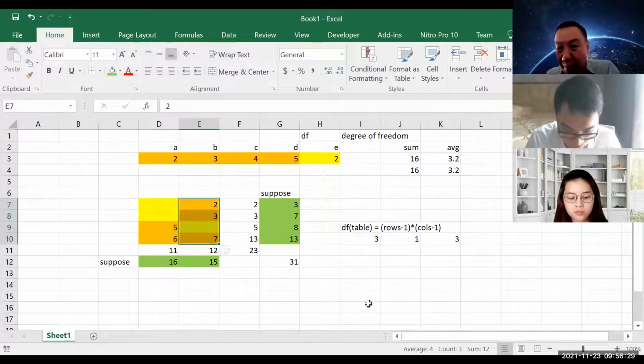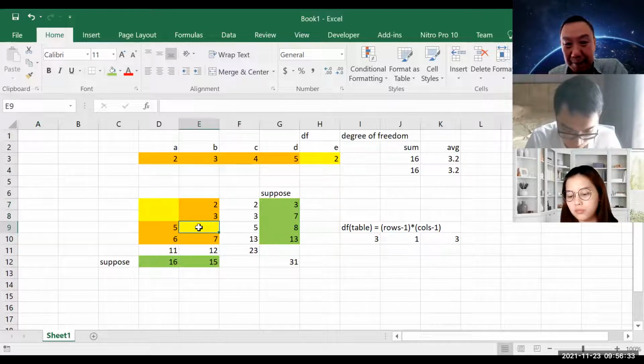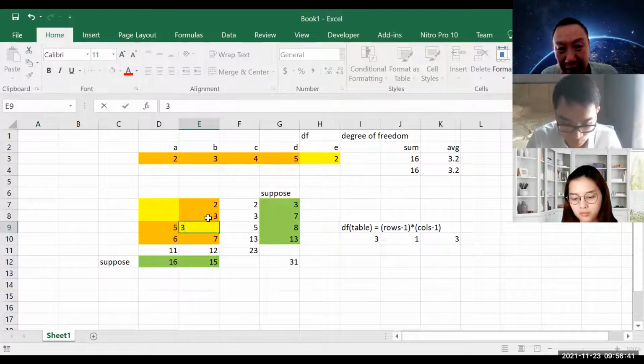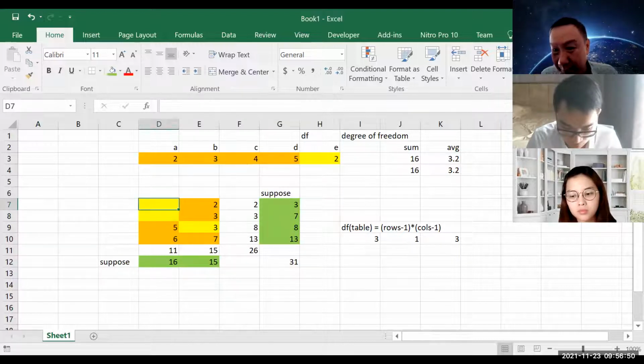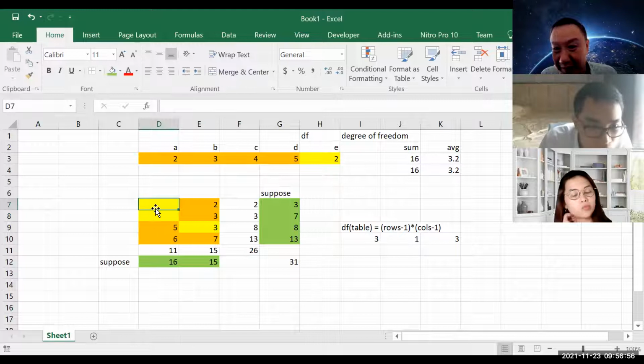This sum of column must be 15, but we are missing 1 in here. So what is that missing value? 3, right? Because now it's 12, so then this must be 3. Then how about this one? This is supposed to be 3, but now it is 2. So what is this value?